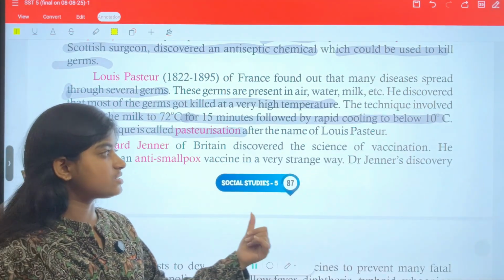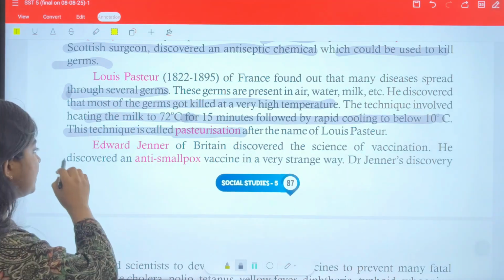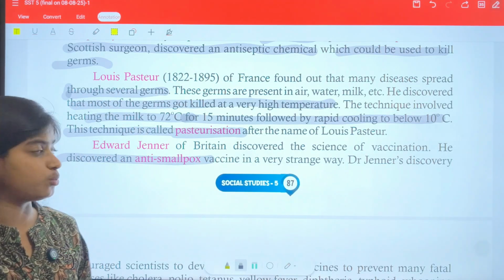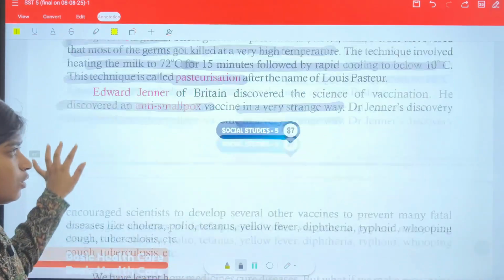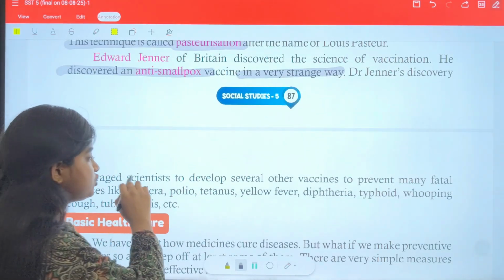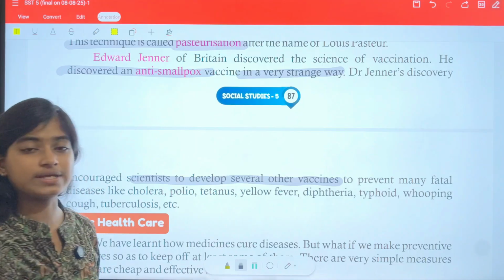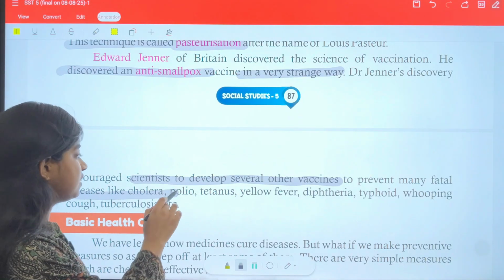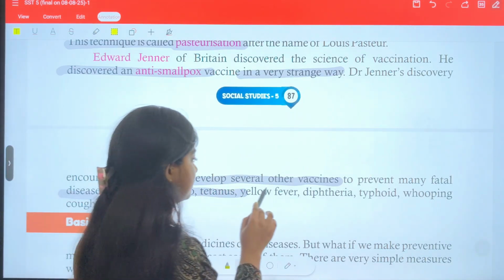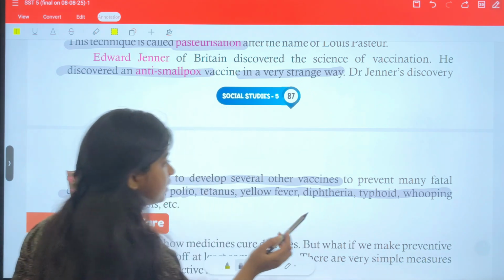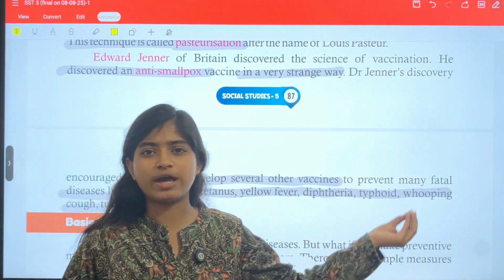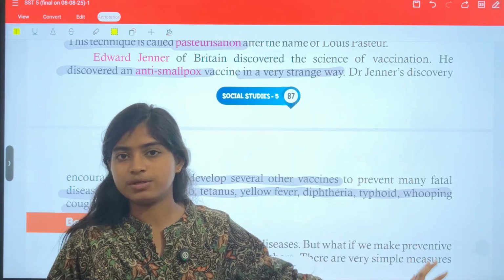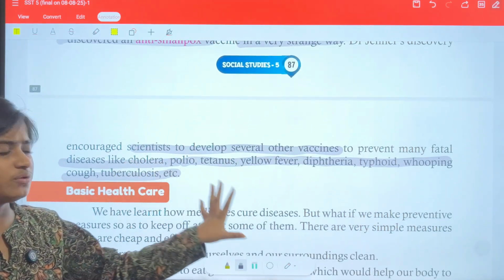Edward Jenner of Britain discovered the science of vaccination. He discovered an anti-smallpox vaccine in a very strange way. Okay, Dr. Jenner's discovery encouraged scientists to develop several other vaccines to prevent many fatal diseases like cholera, polio, tetanus, yellow fever, diphtheria, typhoid, whooping cough, tuberculosis, etc. So these are some diseases. You don't have to read a lot about it. Just read the names of it.